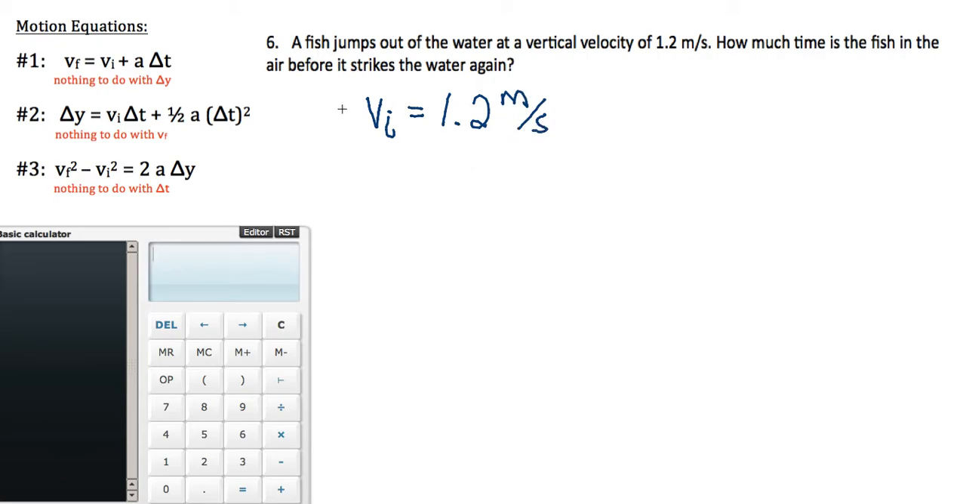Okay, now what else do we know? Well, we know this is on Earth, because it's a fish, so while it's in the air, gravity is going to accelerate it at negative 9.8 meters per second squared.